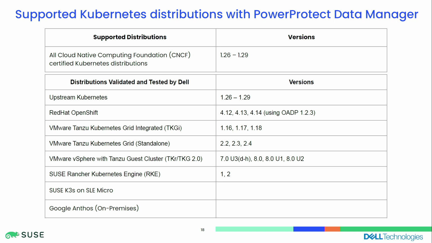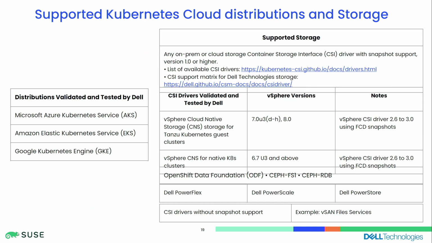This is a short support matrix of the different types of Kubernetes distributions that are supported by PPDM. With SUSE, I would like to highlight SUSE Rancher Kubernetes, RKE1 and RKE2, as well as K3s on SLE Micro. For public cloud, it supports AKS, EKS, GKE, and this is on other metrics for the supported storage.